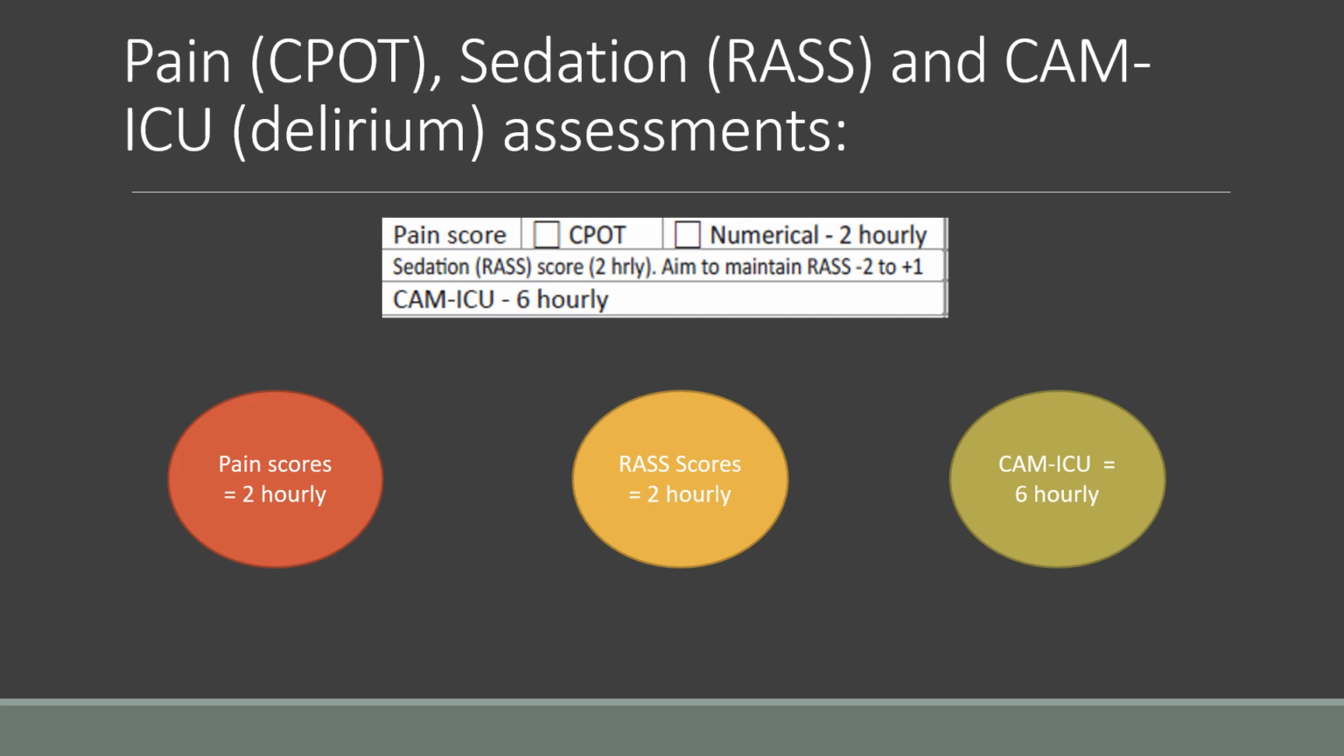So the other scores and assessments that we do all the time for our patients are pain scores, RAS scores, as I've talked about, and CAM ICU. For pain scores, we use 2 tools. We either use something called the CPOT, which is the Critical Care Pain Observation Tool, or we use the numerical. Now, I don't need to explain what the numerical pain score tool is, but I probably need to explain what CPOT is. So CPOT was developed for critically ill patients, and we're going to talk about that on the next slide.